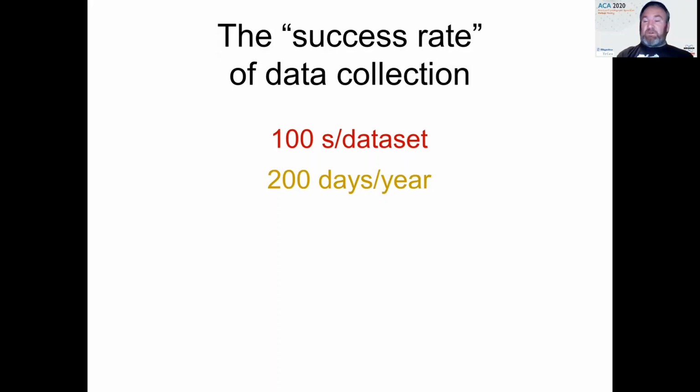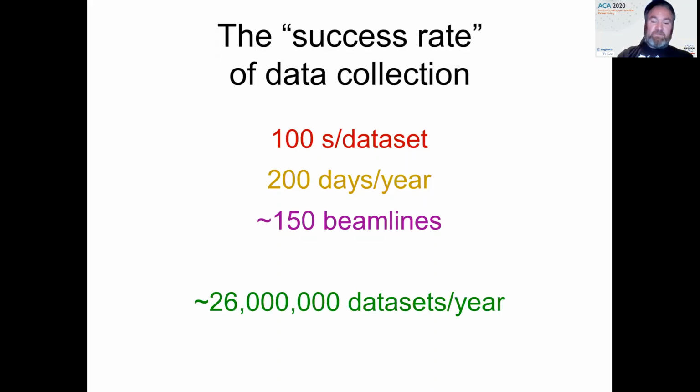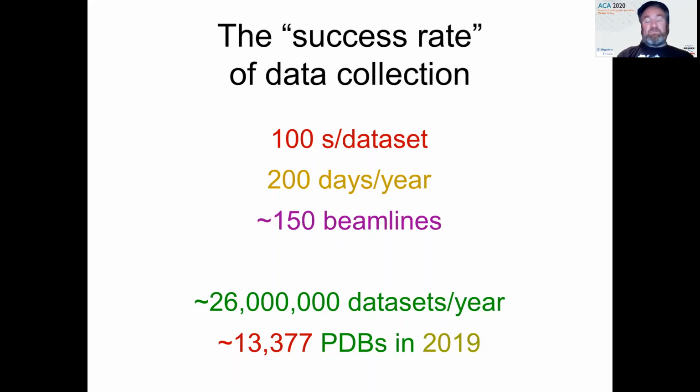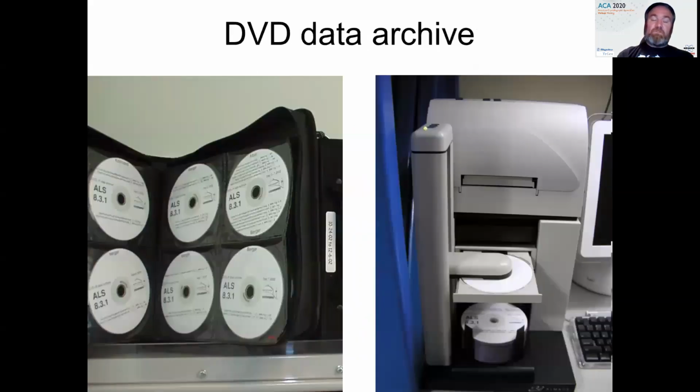There are about 200 operating days a year at most synchrotrons and about 150 beamlines of one type or another around the world. This is the capacity to collect 26 million data sets per year, but the PDB only got about 13,000 data sets published last year. So there's a gap. And I've spent a good amount of time trying to figure out the reason for that gap.